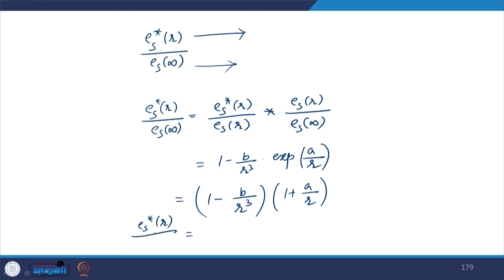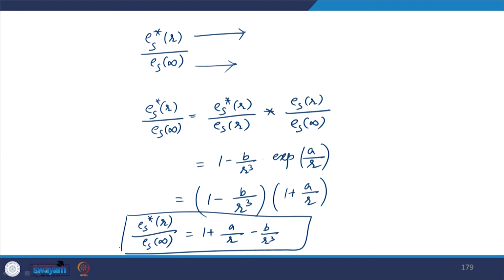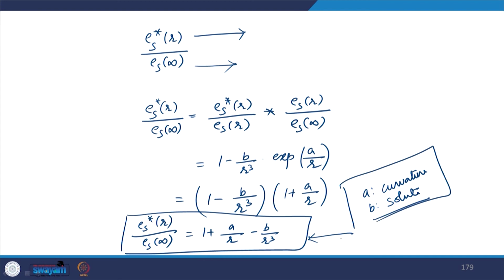which gives Es star of r divided by Es of infinity equals 1 plus a by r minus b by r cube, right. This is the combined effect, where A represents the curvature term and B represents parameters with respect to the solute, right. So, this is the basic idea, where we have summarized both the curvature effect and the solute effect.